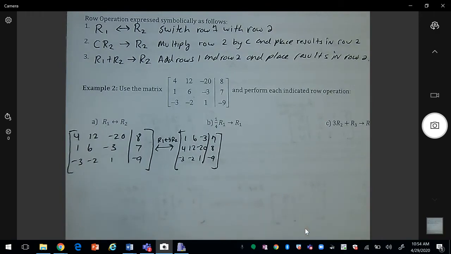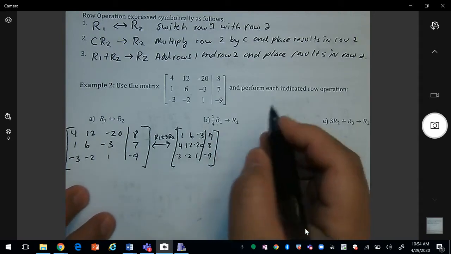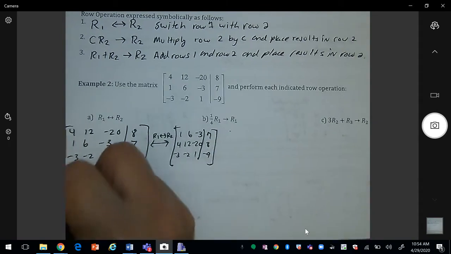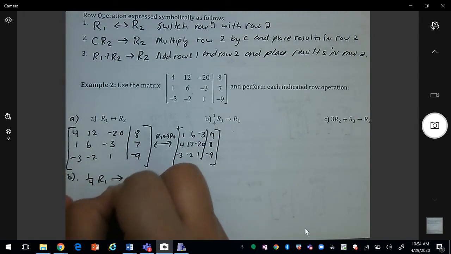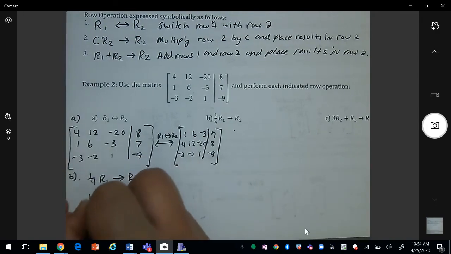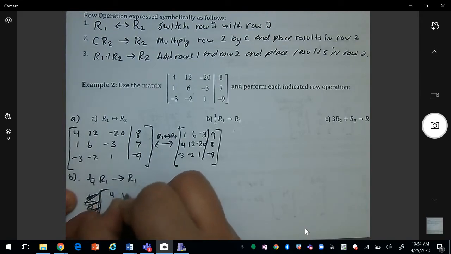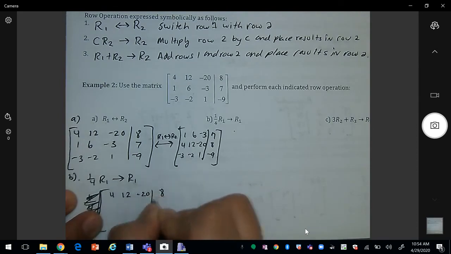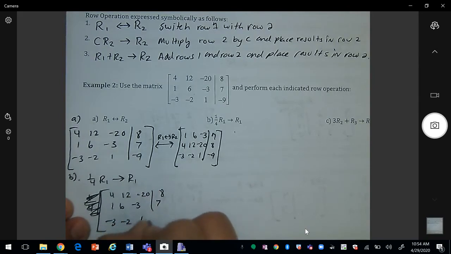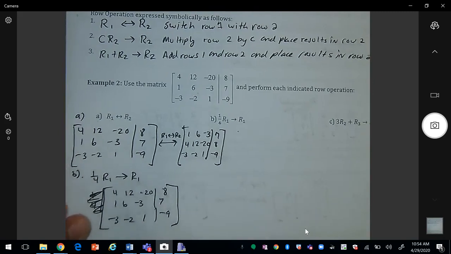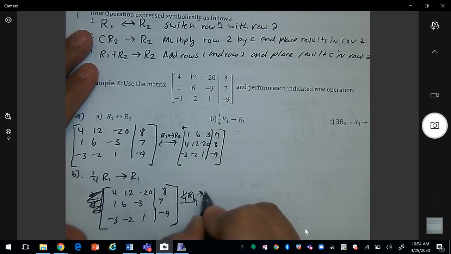Okay. So for letter B, we have 1/4 times R1, and then our result would be placed in R1. So let me go ahead and write it down here. So 1/4 R1, place in R1. Actually, let me just write the matrix first, row 1. Okay. And so we want to multiply 1/4 row 1 and place the results back in row 1.